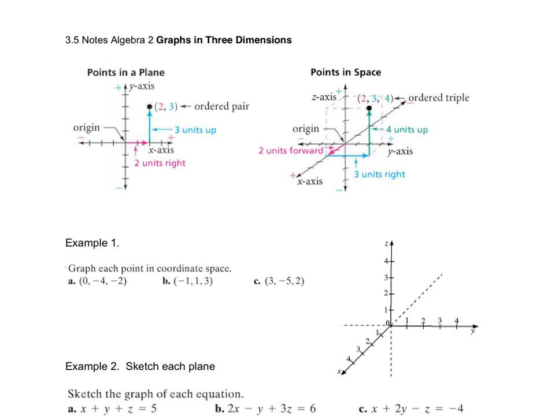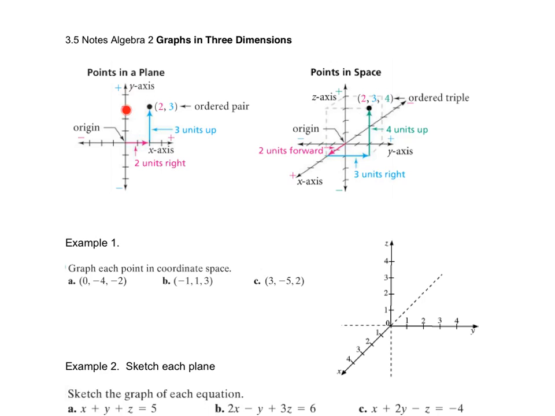Previously we've done coordinates in 2 dimensions. So we had the x-axis and the y-axis. This section is actually looking at 3 dimensions. So we introduced the z-axis.